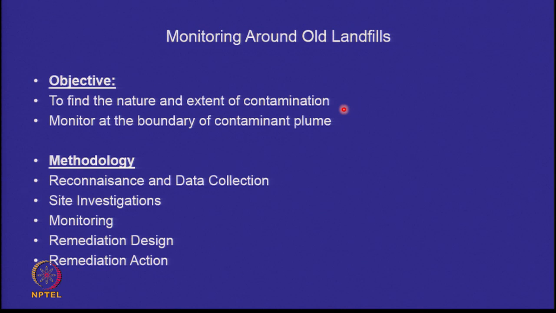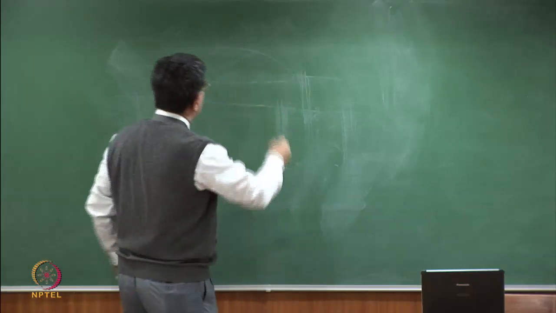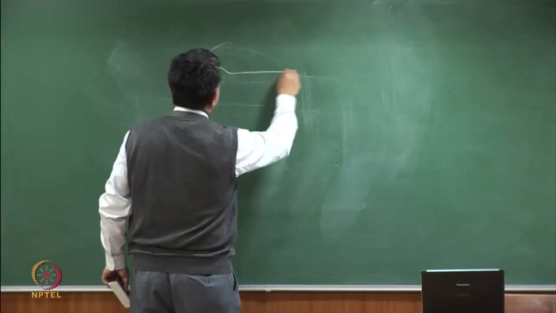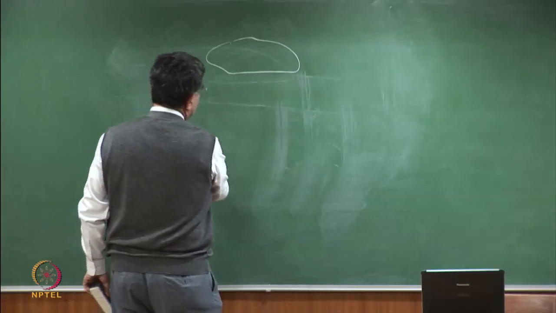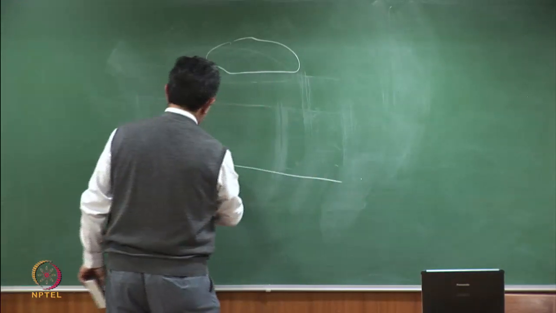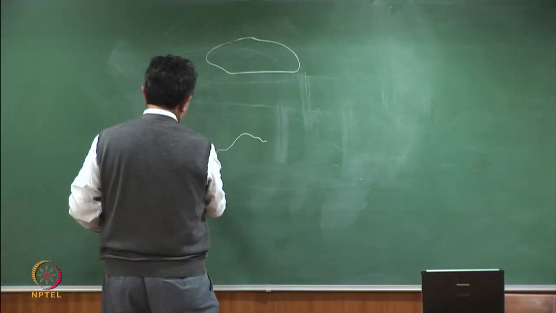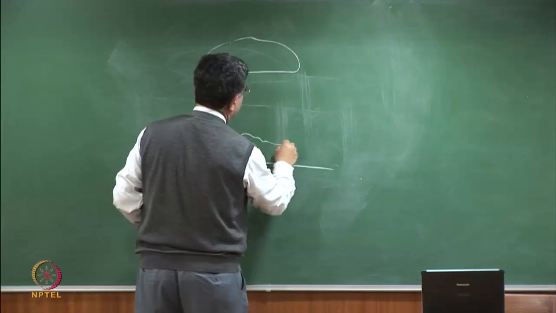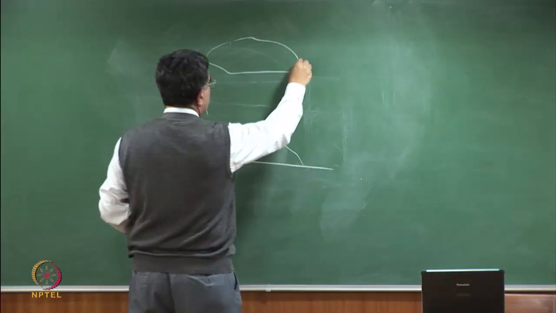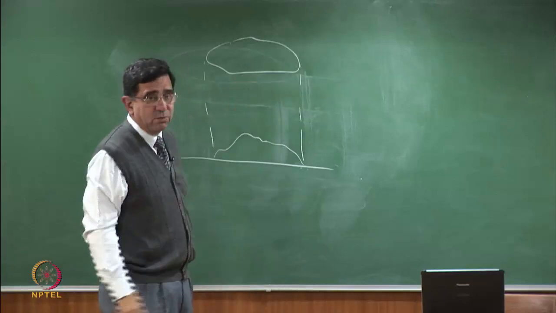In the case of a new landfill, the source is known. In the case of an old landfill, the problem becomes different in the sense that we know where the dump is. It's not that we don't know where the source is. So if I look at it in plan, let's say that's my old waste dump. In section, that's my old waste dump. So this is the section of my old waste dump. This is the plan view of my old waste dump.